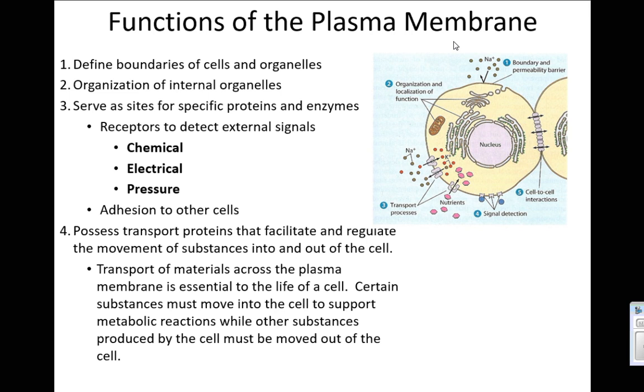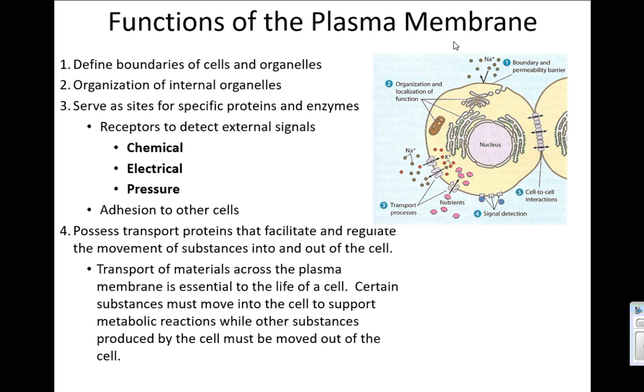Now, I've already mentioned some of these various functions of the plasma membrane. You can see there's a figure there showing off them as well. Just like the walls of this room, the plasma membrane helps define the boundary of cells and organelles. It defines the room or space within it, like the walls of this room defining us in here versus out there next door. Plasma membrane also helps to organize the internal organelles.